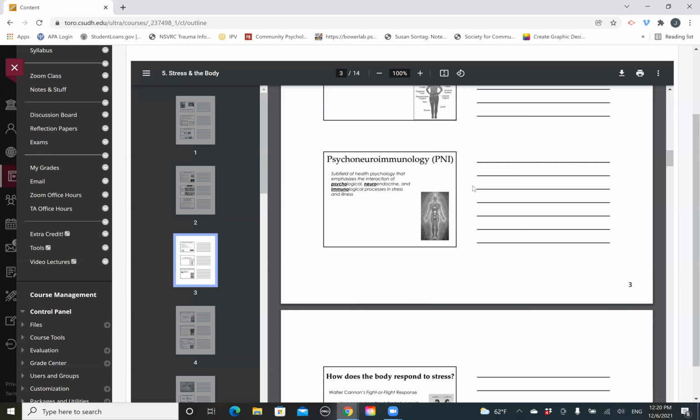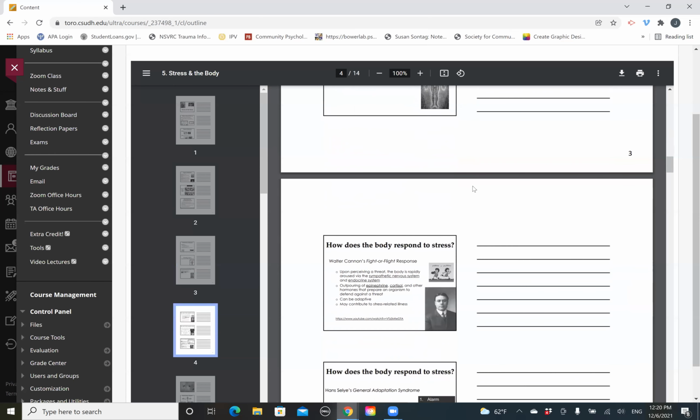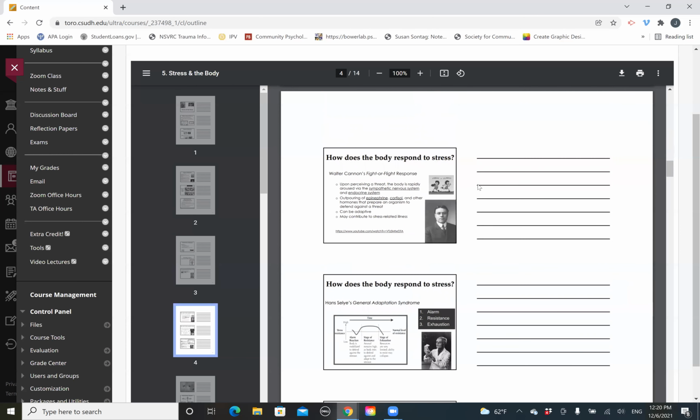So, psychoneuroimmunology is a subfield of health psychology that emphasizes the interaction of the psychological, neuroendocrine, and immunological processes in stress and illness. So how does the body respond to stress? We have Walter Cannon's fight or flight response. We know that it's fight, flight, or freeze.